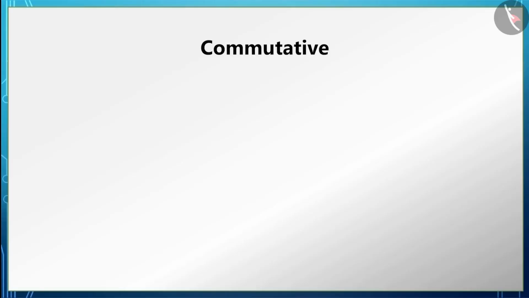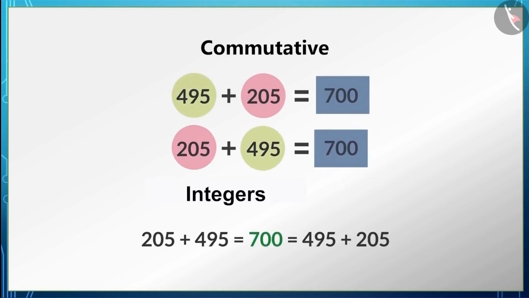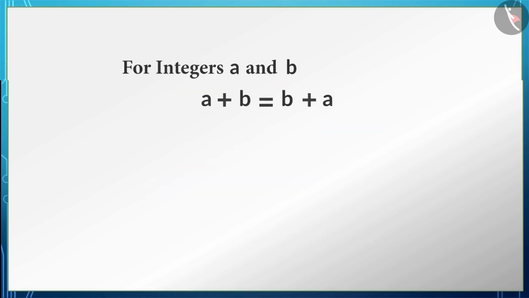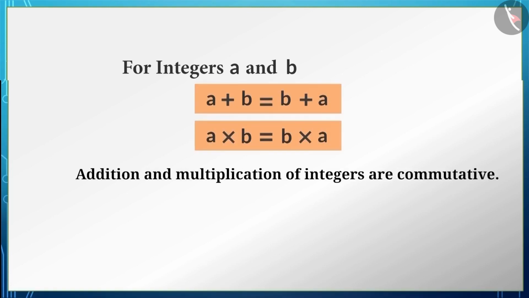Sir, commutative means that even after changing the order of numbers in an operation, the result doesn't change. That is, the change of order doesn't affect the result. As we have seen here, if we add these two integers in any order, their sum does not change. If we add or multiply any two integers such as a and b in any order, there is no change in the answer, because the addition and multiplication of integers are commutative.